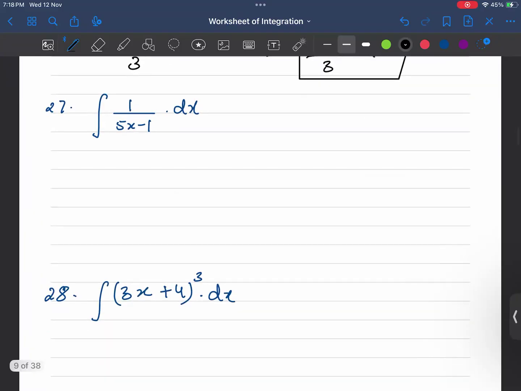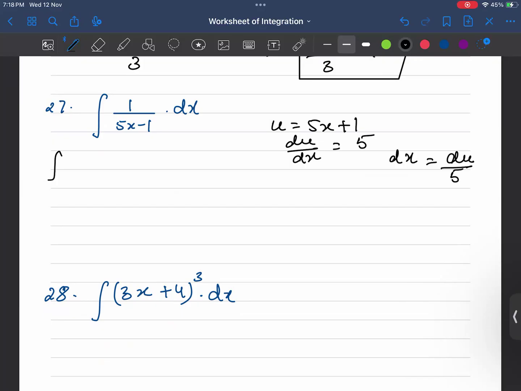It's becoming super easy. Now we know the integral of 1 upon 5x plus 1. Can we substitute u equals 5x plus 1? In that case, du upon dx would be 5. I can write dx equals du upon 5. When substituting in the question, 1 upon u dx, and in place of dx, I have to substitute this. It would be 1 upon u, du upon 5.